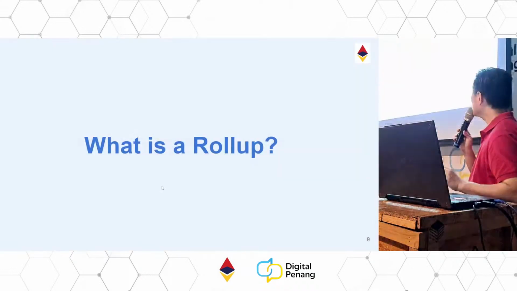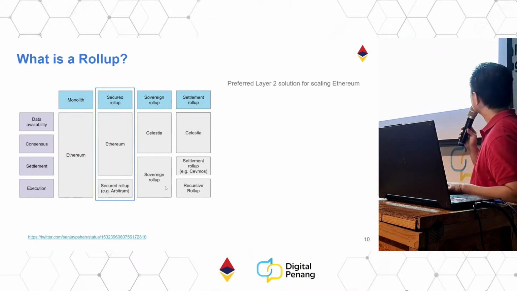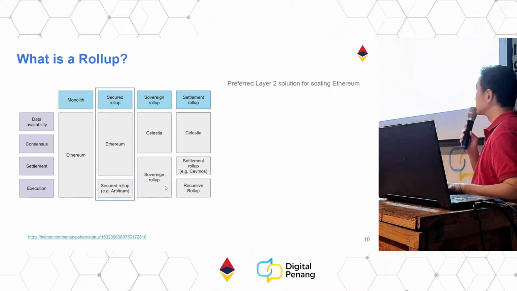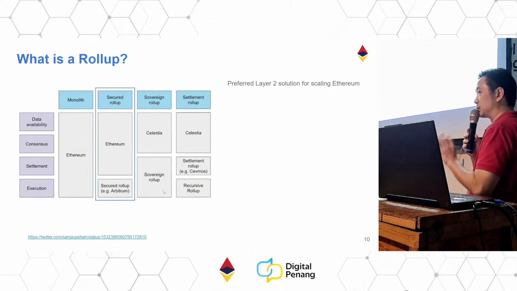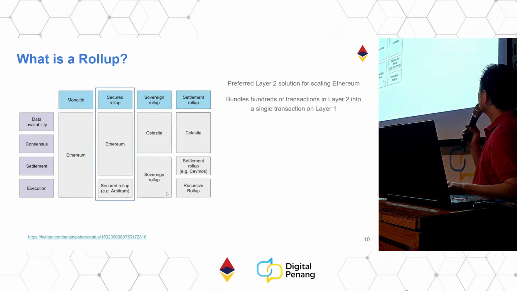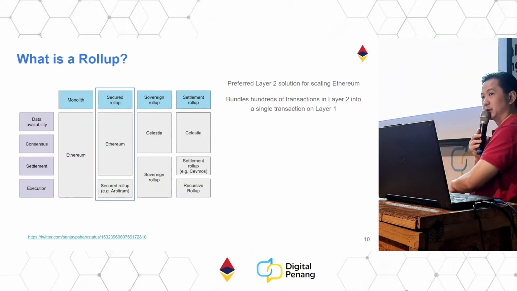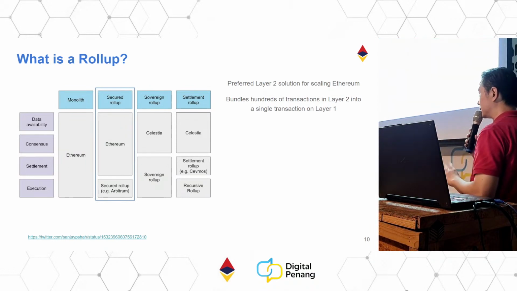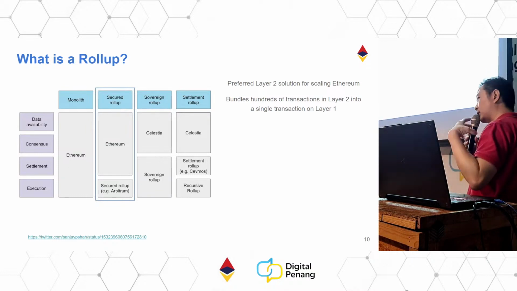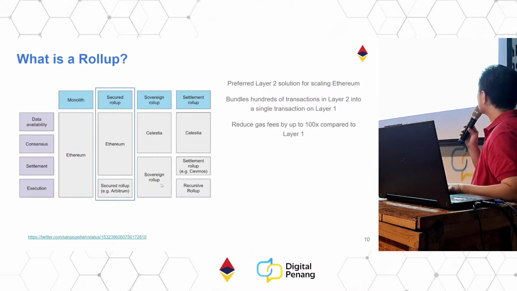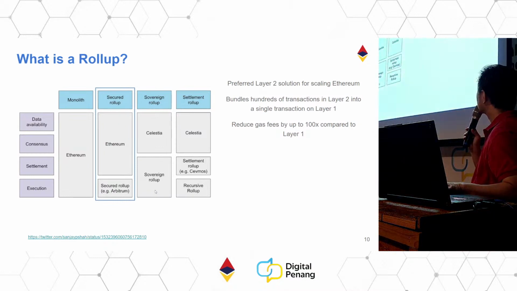Okay, so what is a rollup? Let's quickly go through it. A rollup is the preferred layer 2 solution to scale Ethereum. It's from the Ethereum Foundation that this is the preferred way for now. Rollup is a layer 2 solution, so you bundle a lot of layer 2 transactions and submit a single transaction into layer 1. That is called a rollup action. And it can potentially reduce the gas cost by about 100x compared to layer 1.